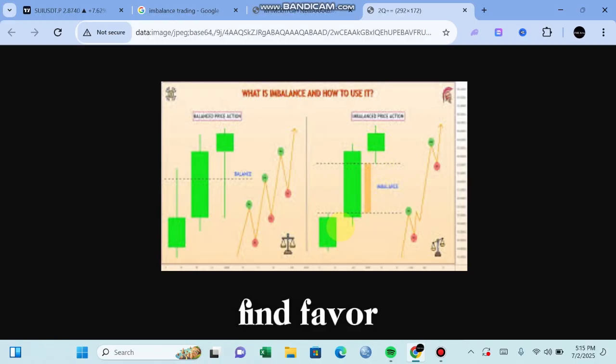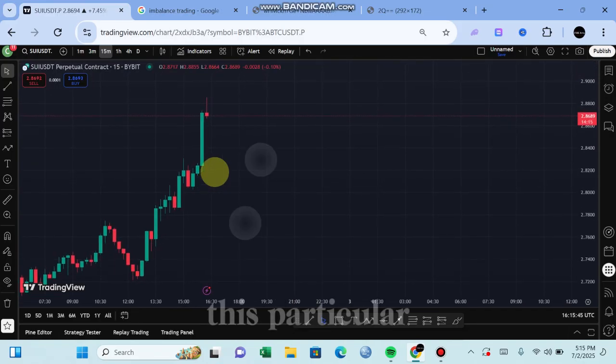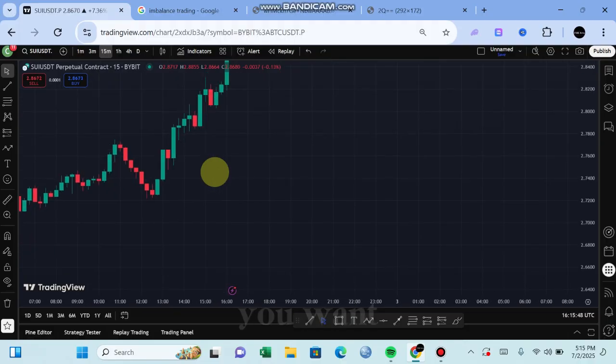If you want to identify a fair value gap, you choose three candles: 1, 2, 3. There's a large candle in the middle, and between the wick of the first candle and the wick of the third candle there should be a space in between. Now let me show you in the chart. In the chart, for this particular 1, 2, 3, you can see that the wick of this candle and the wick of this candle did not meet. There's a little space right here. That space is called imbalance.